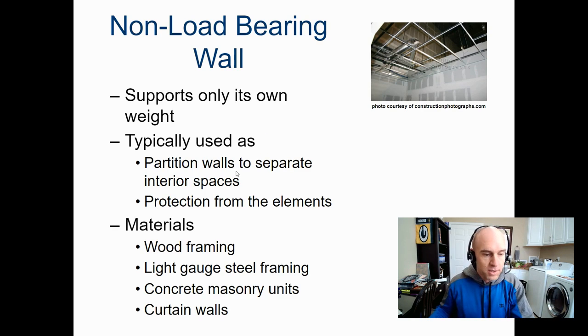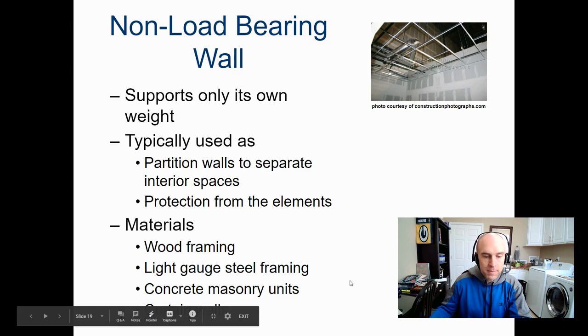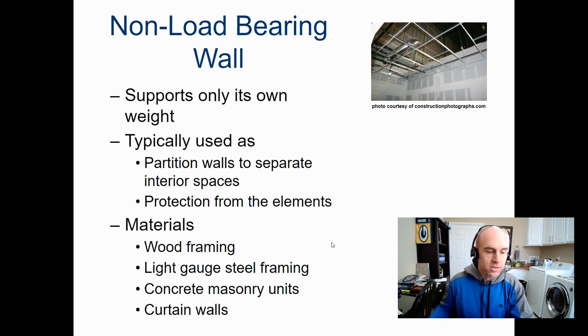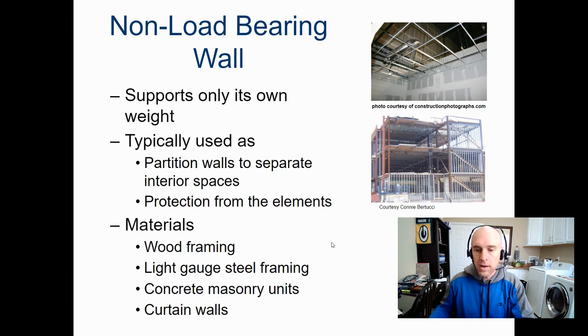So they're usually used as partitions. You can use wood to do this, light gauge steel framing. You can use, as I said in Centaurus, concrete masonry units. And once this little dialog box goes away, you can also see curtain walls down at the bottom. So we'll talk about curtain walls here coming up.